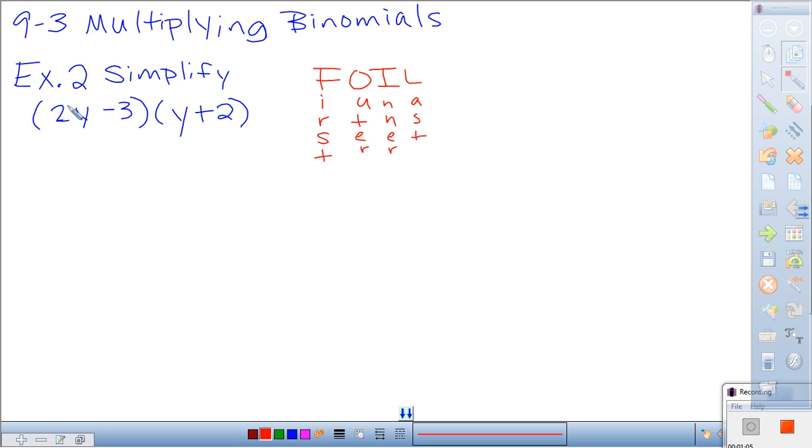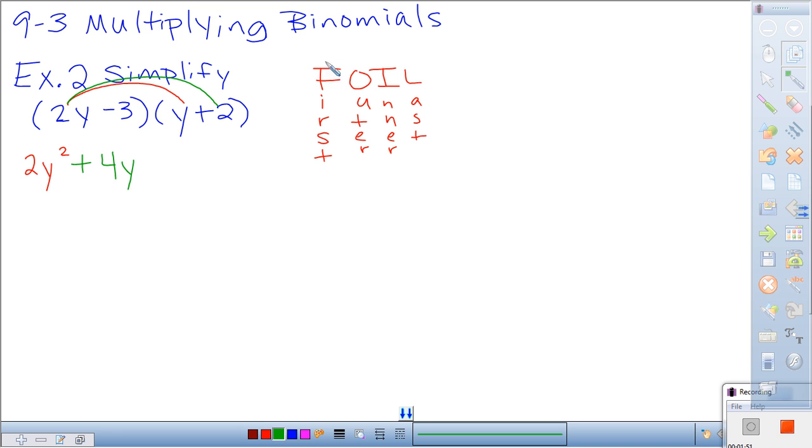So I'm going to multiply the first term in this set of parentheses times the first term in this set of parentheses. That'll take care of our F, the first. First times the first. 2y times y is 2y squared. And that's because y times y is y squared, and we have that 2 there. Then our outer is next, so I'll multiply the outer terms. They're on the outside of our parentheses, so we have 2y times 2. 2y times 2 is 4y, so it's plus 4y.